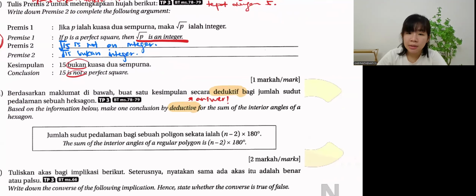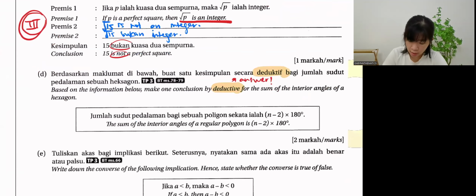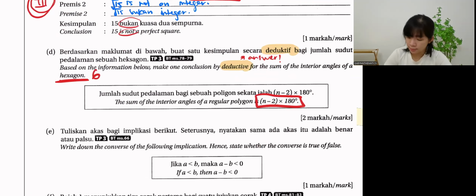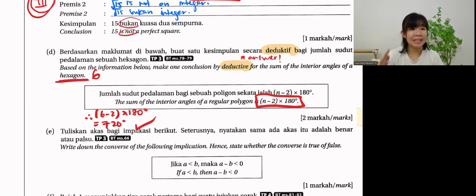Okay, they say the sum of interior angles of a hexagon. Hexagon, how many sides? Hexagon is 6 sides. The sum of interior angles of a polygon is (n minus 2) times 180. So we need to form a deductive argument, meaning our answer must be specific. n is 6, so (6 minus 2) times 180. So the answer: 4 times 180, 720. Done. This is called deductive.